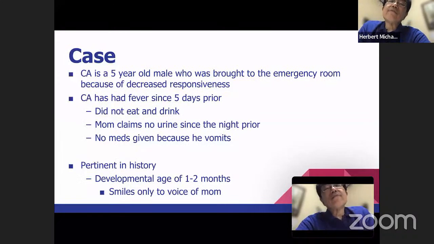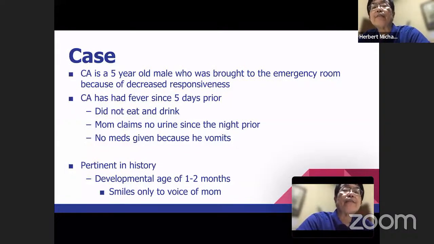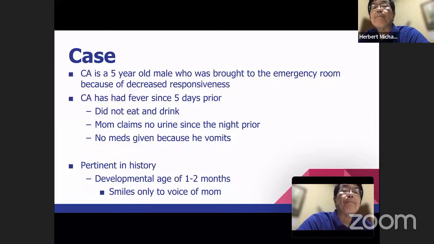So let's just run through an actual case that we handled. This is a 5-year-old male who was brought to the emergency room because of a decreased responsiveness. He had fever 5 days prior. He did not eat or drink, and mom claims that there was no urine since last night. No meds were given because he keeps on vomiting. Pertinent in the history, this is a 5-year-old with a developmental age of 1 to 2 months. So you already know that this patient is developmentally delayed.